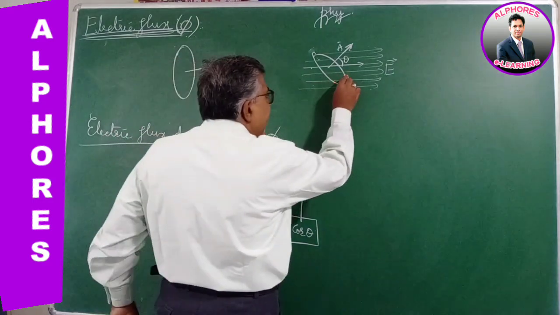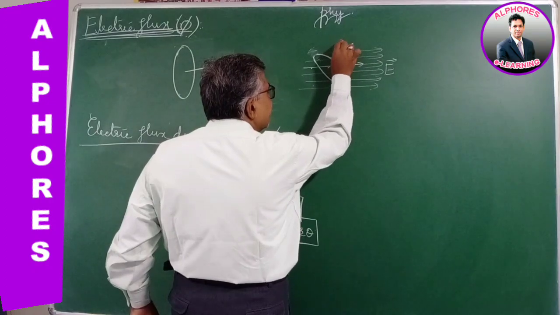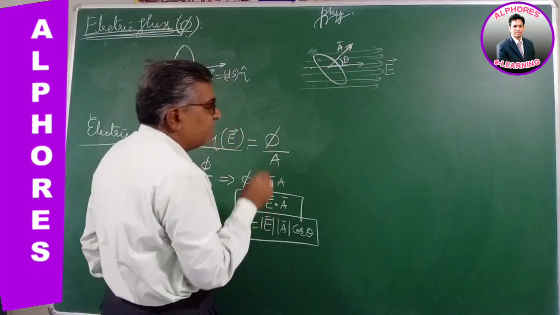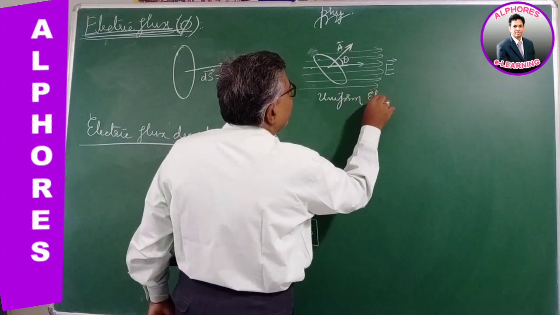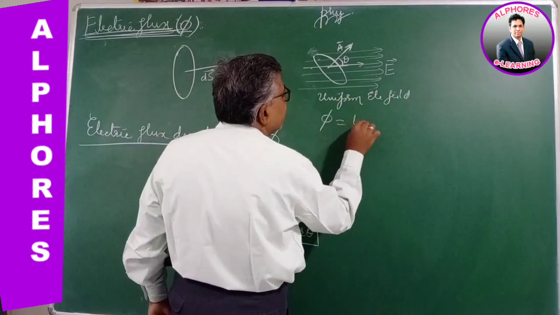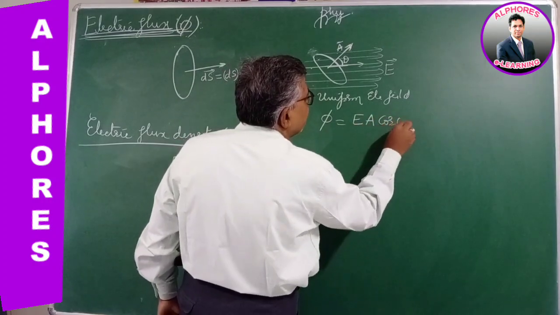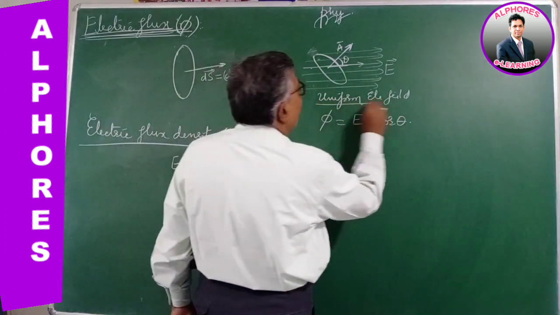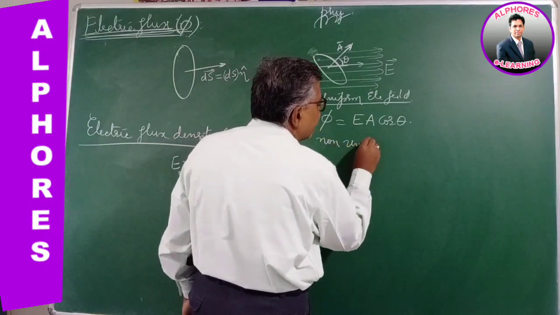If I consider an area element A, and the direction normally away from it is A bar, with angle theta between them, then in a uniform electric field the flux phi is defined simply as magnitude of the electric field times A times cos theta. Suppose it is not a uniform electric field, but a non-uniform electric field.